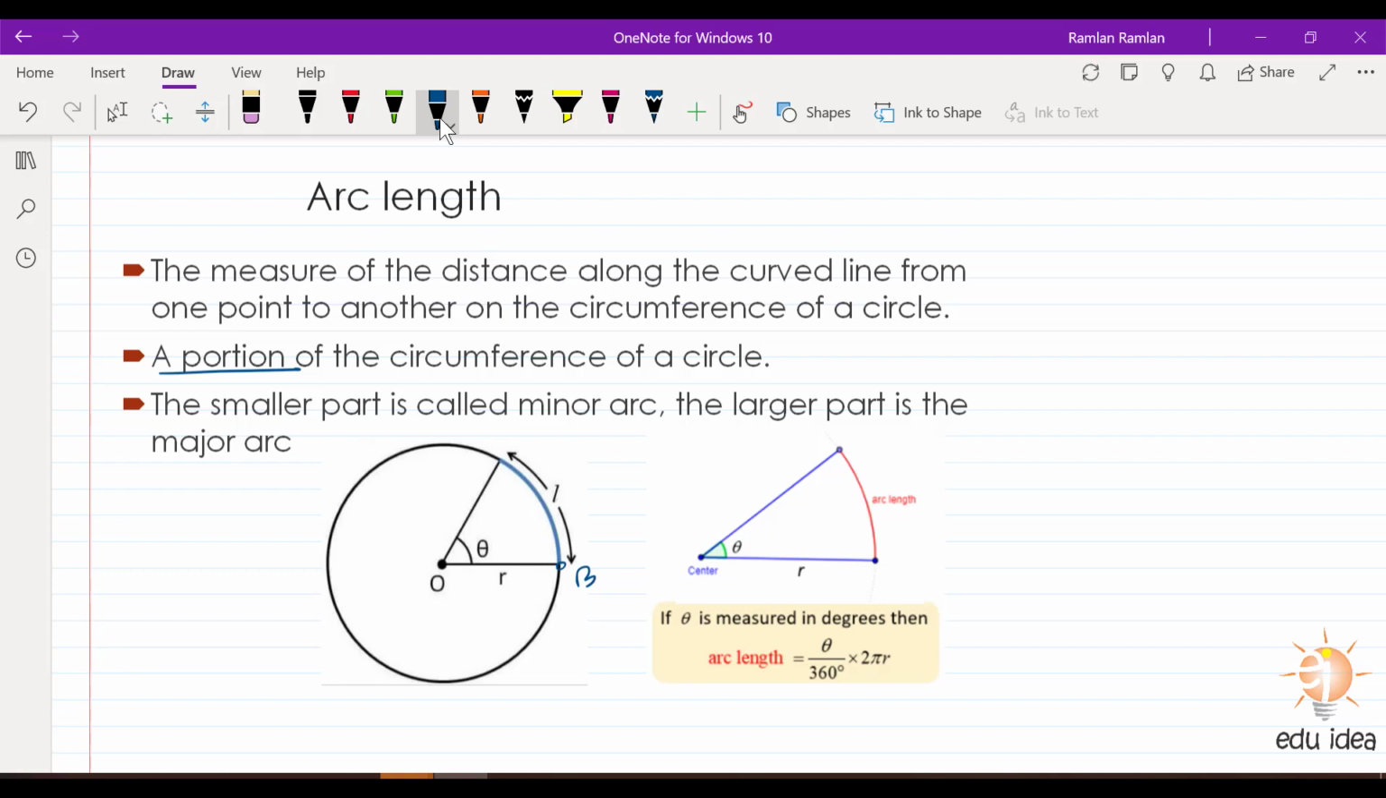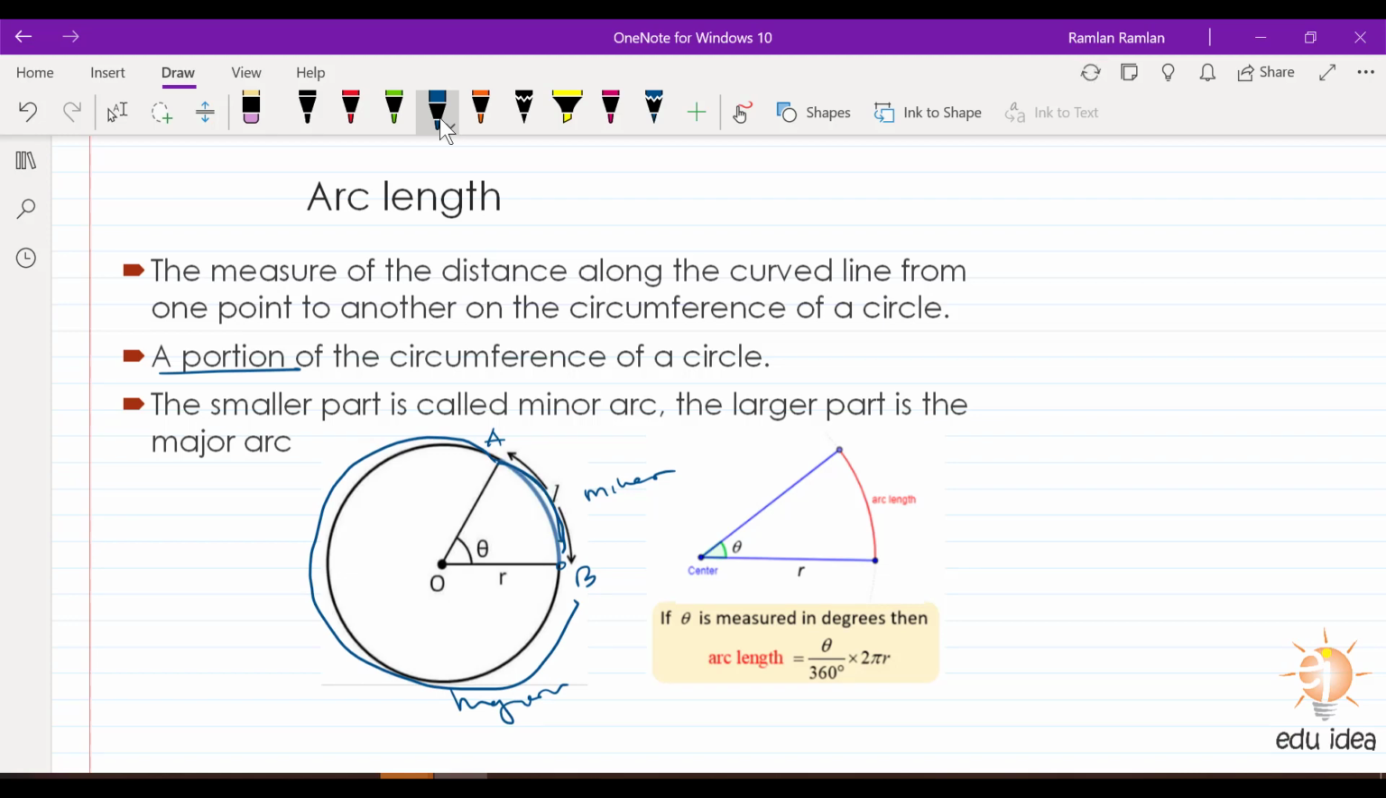Okay, now the smaller part is called the minor arc, and the larger part is the major arc. So in here, for example, we have A and B, right? Again, this one here is what we call the minor arc. And from here to here, we call it the major arc. Okay, so what makes it different?